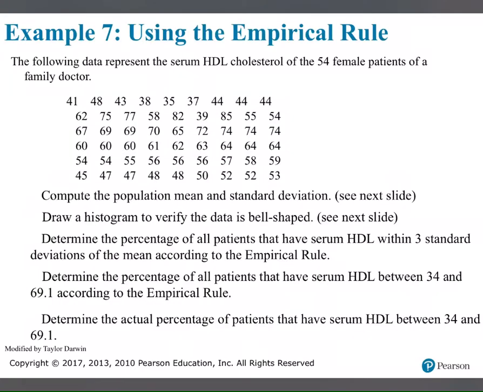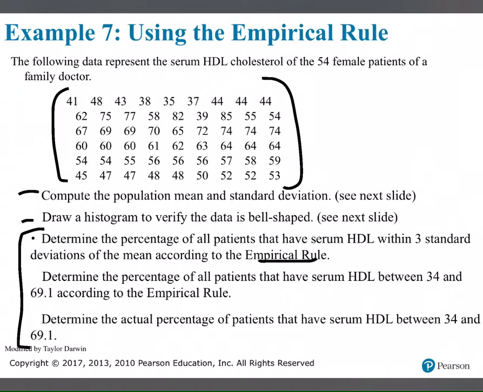Okay, so this says the following data represents the serum HDL cholesterol of 54 female patients. Here's all your data. Compute the population mean and standard deviation, which I have on the next slide, and a histogram on the next slide. These are what we care about. The percentage of all patients that have serum HDL within 3 standard deviations of the mean according to the empirical rule. Well, remember that rule that we just looked at?